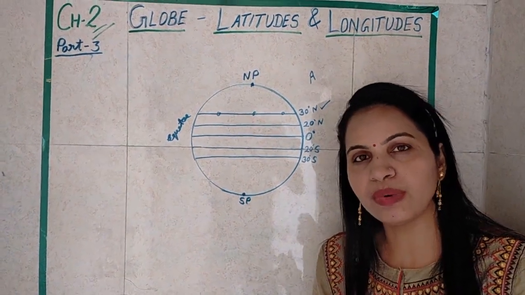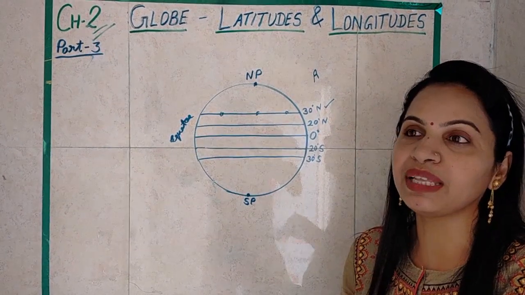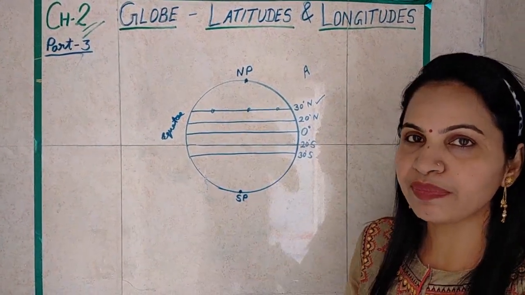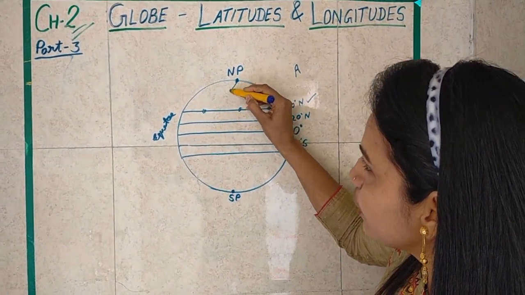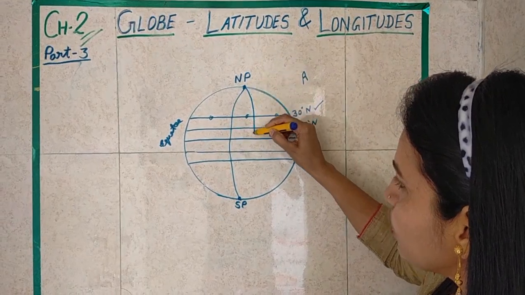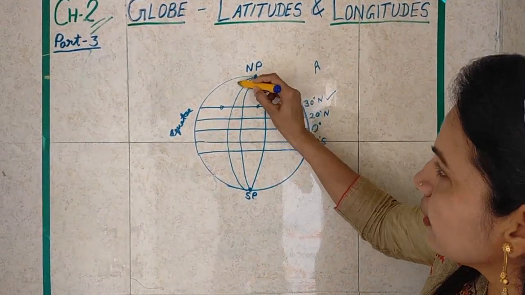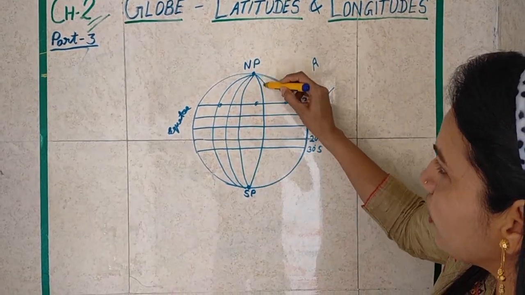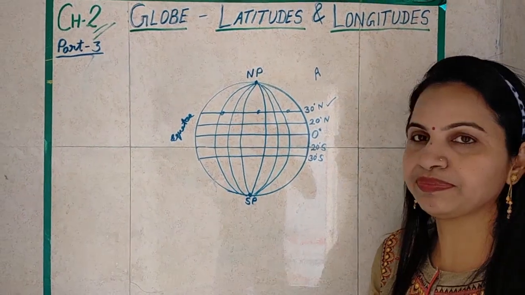If we want to mark any place on the globe, it is very necessary that we need something more than the latitudes. And that is where the concept of longitude comes in. Longitudes are the imaginary lines which run from the North Pole to the South Pole. These all are longitudes.